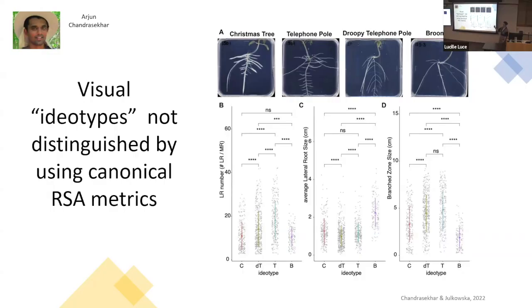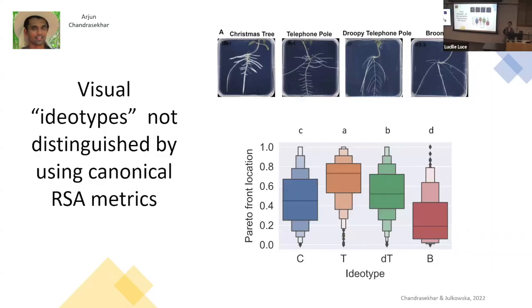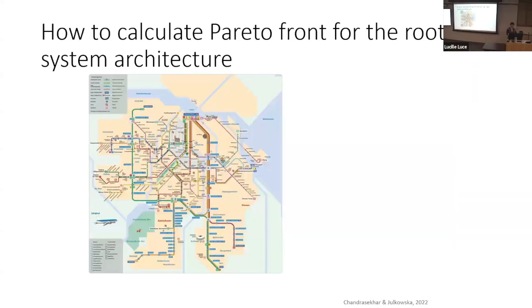And then Arjun Chandrasekhar, who is a good friend and a mathematician, he's like, well, no, how about we just calculate the Pareto front optimality for those root system architectures? And then you've got all nicely separated things. I'm like, great. Can you explain what this Pareto front optimality is? I've got a number, but how does the number work?